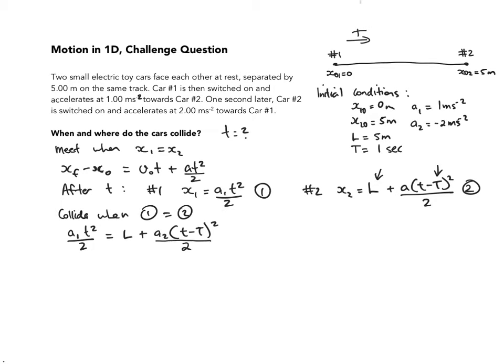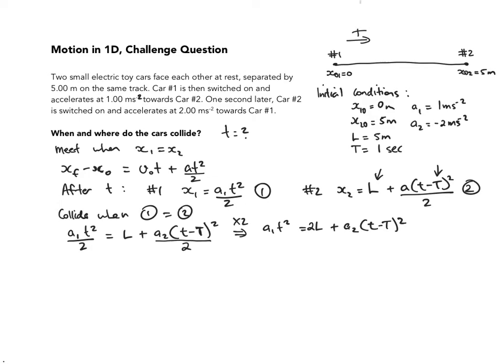So what we want to do is try and solve for little t here. So we're going to have to do some algebra, and it gets ugly. Let's just say that. So if we multiply both sides by 2, we get a1 t squared equals 2L plus a2 (t minus capital T) squared.